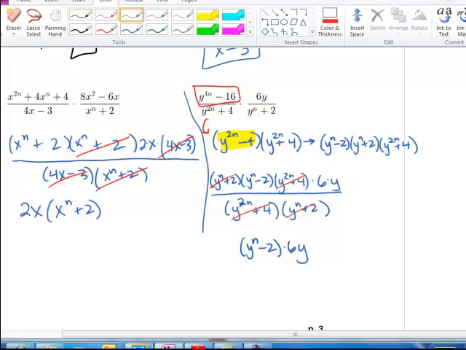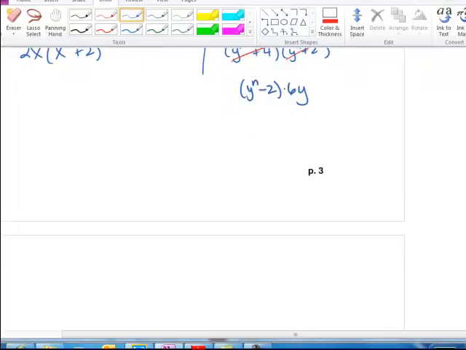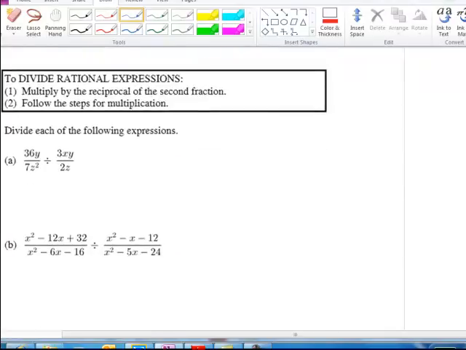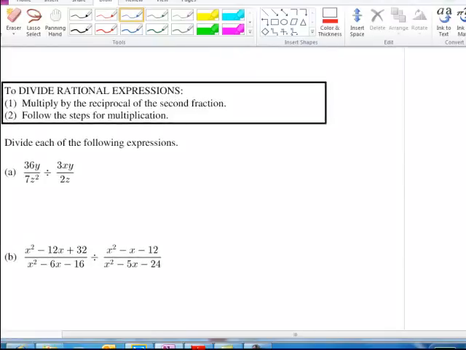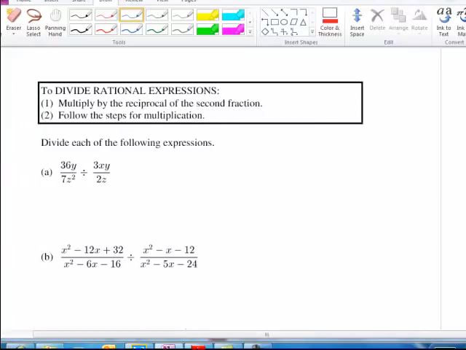And you can write it as 6 times y or 6y, it doesn't matter, they're the same thing. Alright, so finally, division of rational expressions. This is just like multiplication, except you have to multiply by the reciprocal of the second fraction. So just like it is when you're dividing fractions, you multiply by the reciprocal of the second rational expression. So change two things. Flip the second thing over and switch the sign to multiplication.